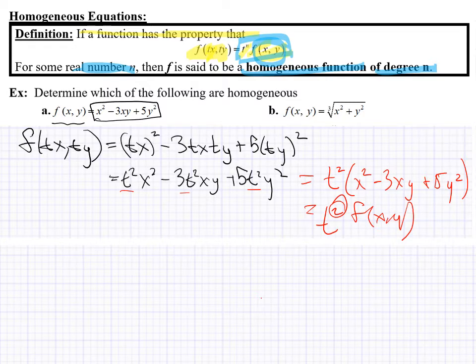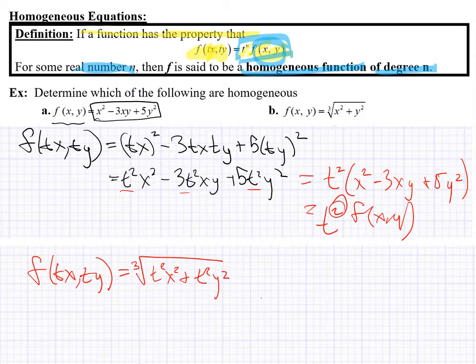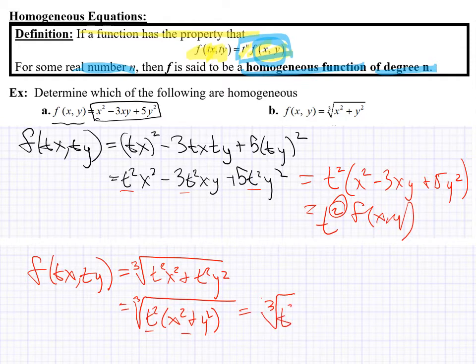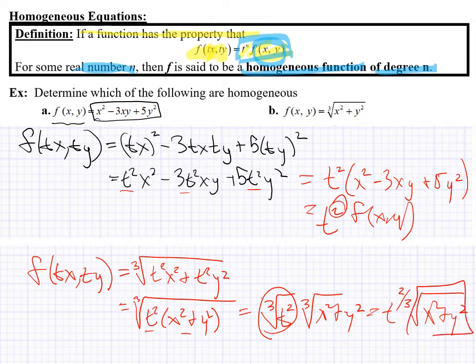Look at b. Okay. We're going to evaluate at tx, ty. So we would get the cube root of t squared x squared plus t squared y squared. We could factor out a t squared, so you have the cube root of t squared times x squared plus y squared. Since these are multiplied together, I can take the cube root of each one, giving me the cube root of t squared times the cube root of x squared plus y squared. And this is the same thing as writing t to the 2/3 times the cube root of x squared plus y squared, which happens to be the original function.